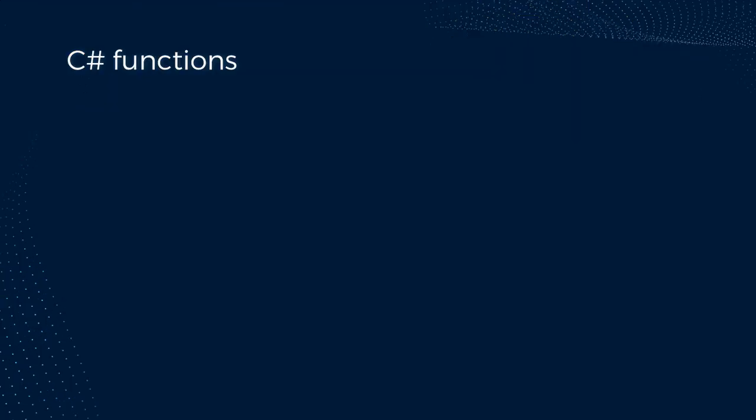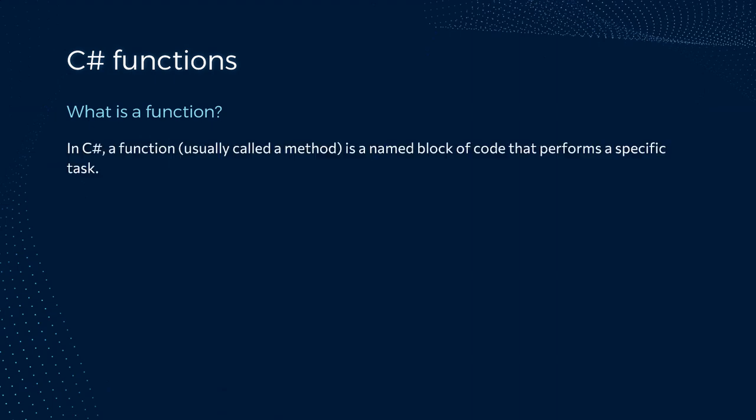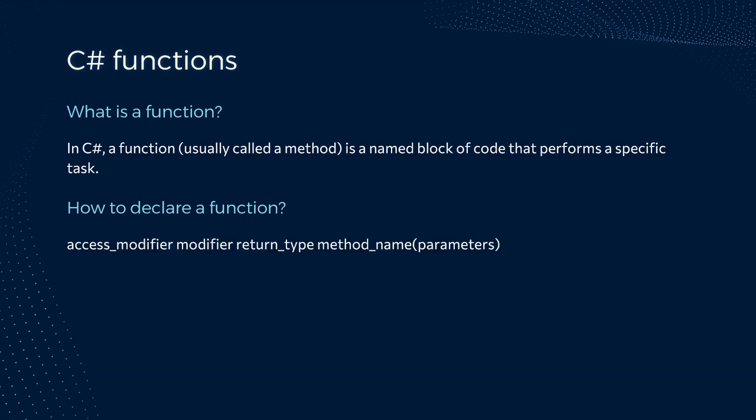C# functions. So what is a function? In C#, a function, usually called a method, is a named block of code that performs a specific task. How to declare a function?